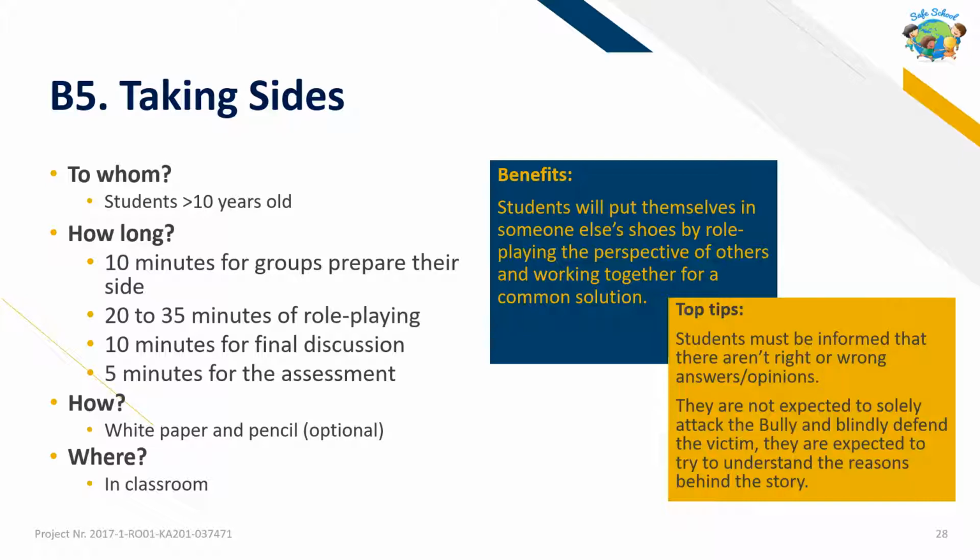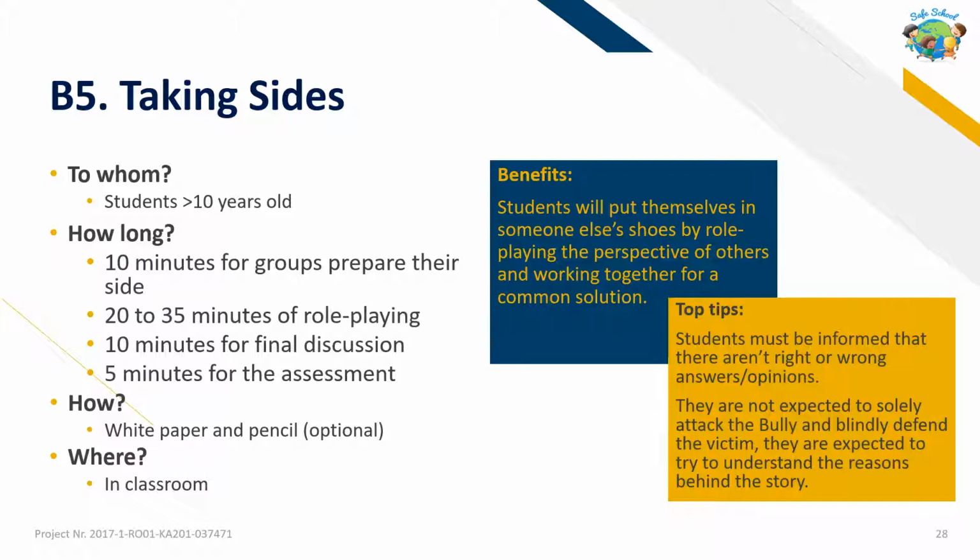Reflection activity number 5, taking sides. With this activity, the facilitator aims at promoting students' capacity of reflecting on the different sides involved in a bullying situation, and also to encourage their ability of putting themselves in someone else's shoes. It is best used with students over 10 years old since this activity requires capacity to express their feelings through writing. Students must be informed that there aren't right or wrong answers.